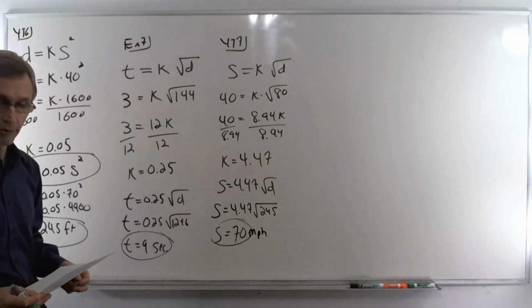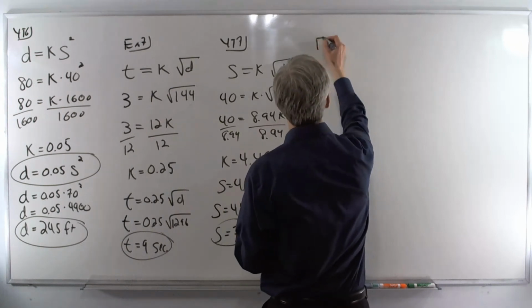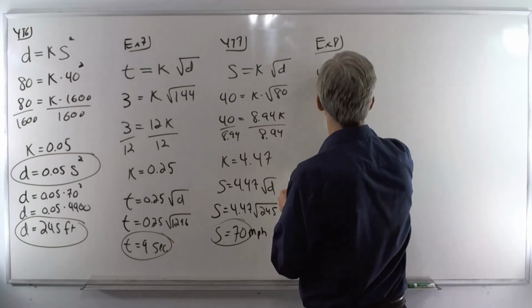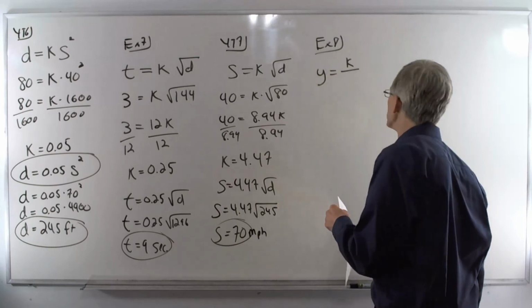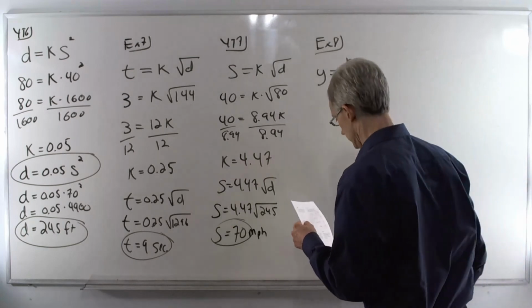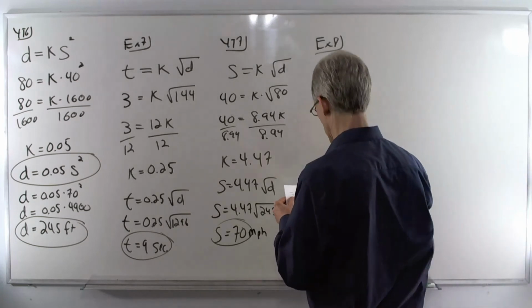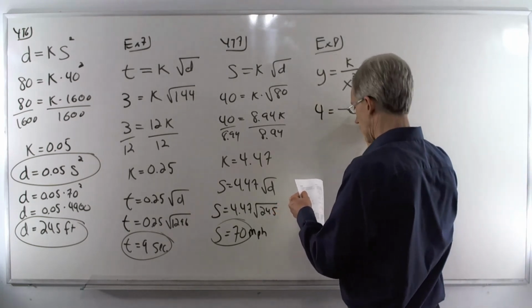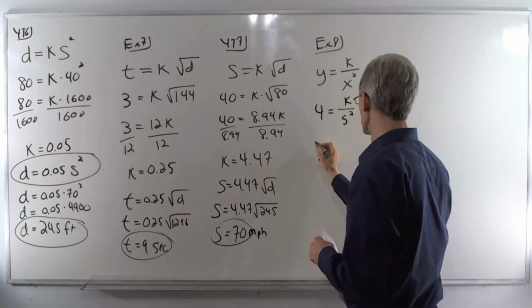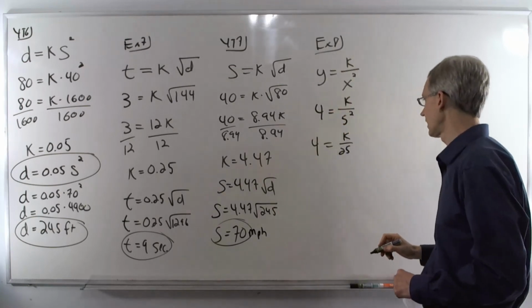Example 8. All right, now we're going to look at some inverse variation. So y varies inversely with the square of x. Now we've got y equals 4, and x equals 5, so we'll have 5 squared in the denominator. So that's 4 equals k over 25.